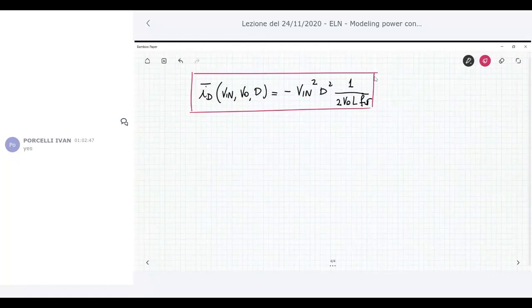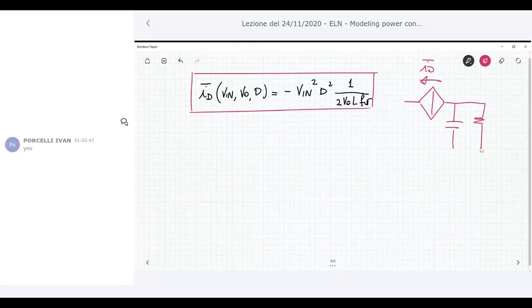Okay, we can replace the diode with this quantity here. So my diode is something that can be replaced by an average current which has exactly this value. Okay, this is what can be used. Remember that we are talking about average quantities. Okay, we averaged the current through the diode. Of course, we are talking about the average circuit. Okay, not just the current.